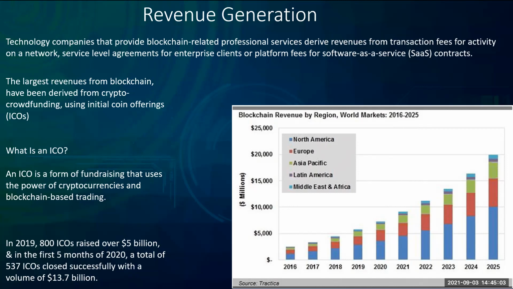There are Litecoins, a lot of coins. So you can crowdfund and put in your money to generate new coins. These are the largest source of income from blockchain. In the last quarter of 2020, $13.7 billion came from ICOs, the initial crowdfunding.